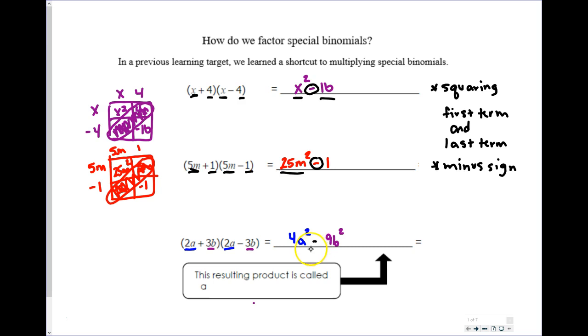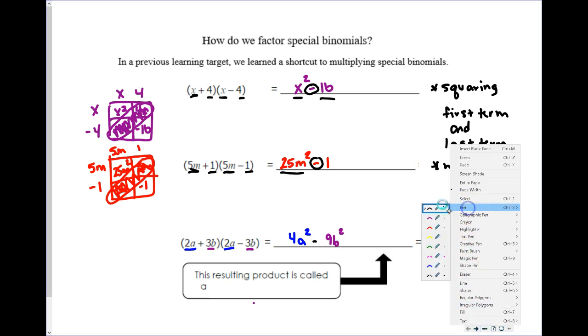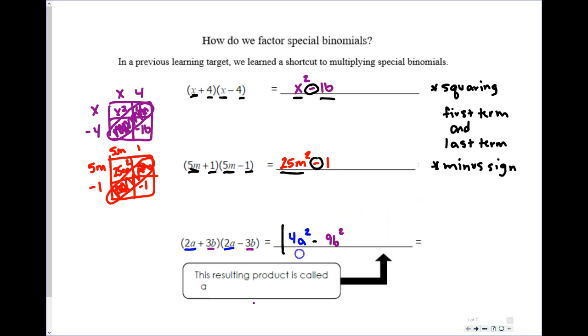Okay? Now, this is what we learned a learning target ago. I already taught you this pattern. I'm reteaching it to you right now. We learned this. So the whole theme in this unit, the idea of factoring, remember, is reversing this process, right? So what I want us to be able to do is start with this thing right here, and turn it into this thing right in the beginning, right? I want to learn how to reverse it.